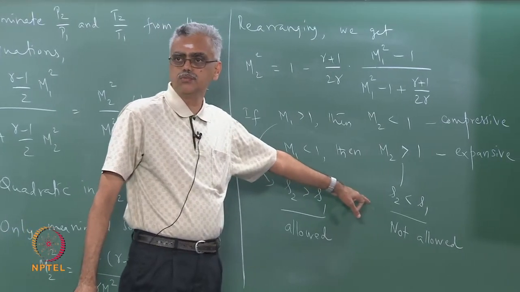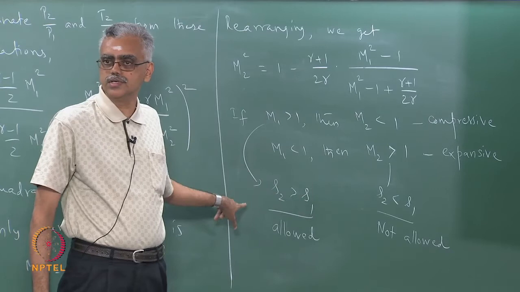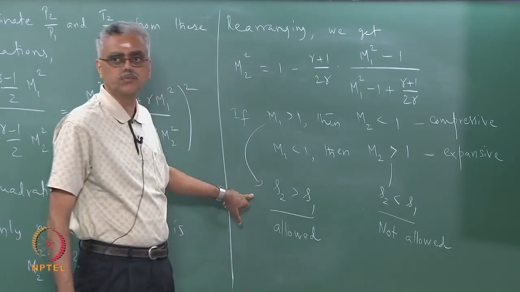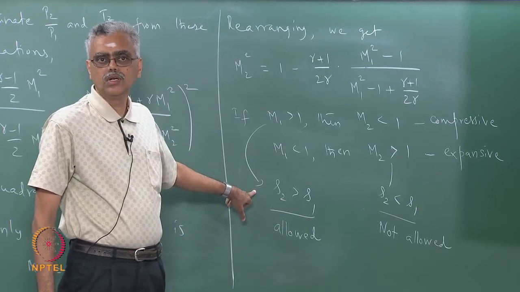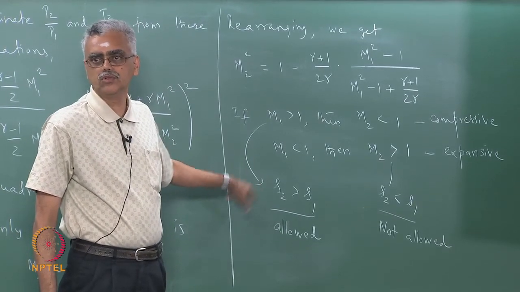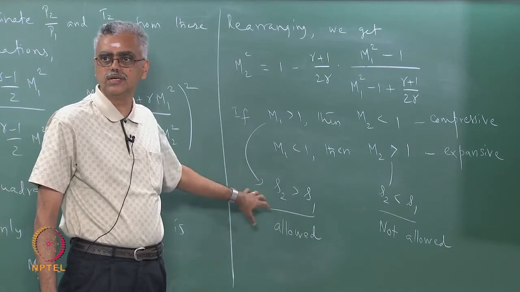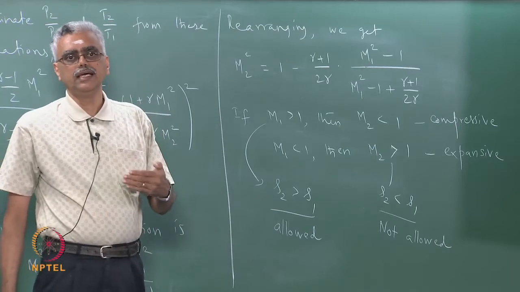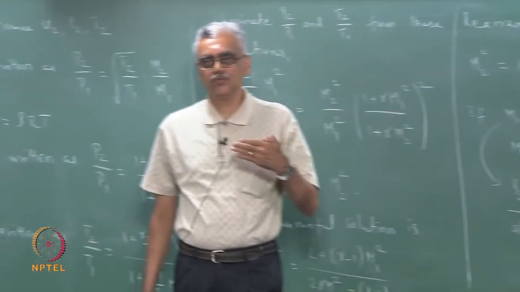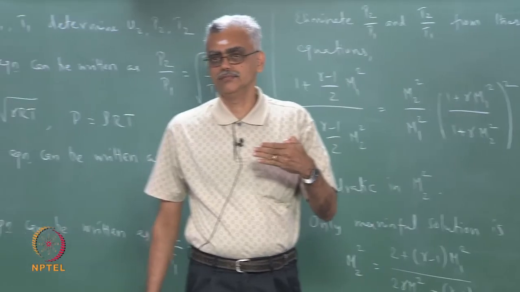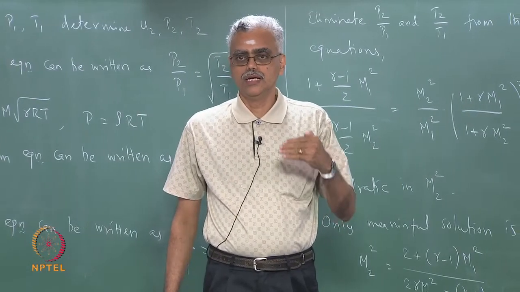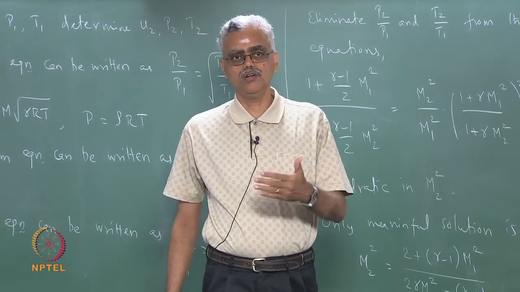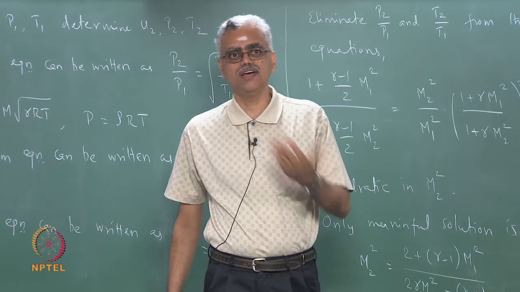This is shown in the textbook, so I suggest that you look at the textbook and see how this comes out. But the gist of it is that the compressive solution is the only physically allowed solution. Although mathematically you may have several solutions, this is the only one which is physically seen. So you cannot have an expansion process across which entropy decreases. But later on when we study Prandtl-Meyer waves, you will see that a Prandtl-Meyer wave can be both an expansion wave as well as a compression wave.